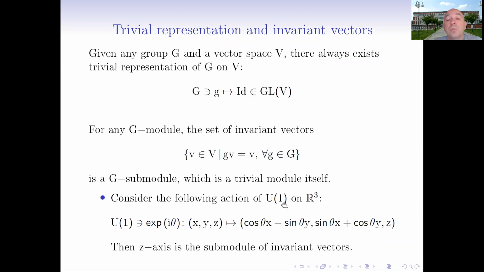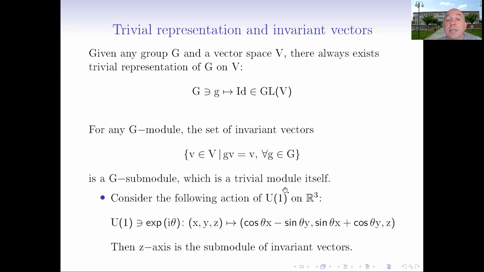So this U1 is the unitary group. It's the group of unitary linear transformations of C2. By definition they're given by multiplication by some non-zero complex number, and by the property that this preserves the Hermitian product, it means that the absolute value of this number is 1. So U1 is in one-to-one correspondence with complex numbers with unit absolute value.